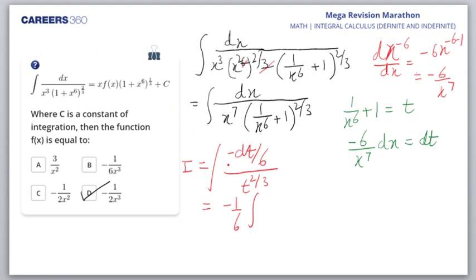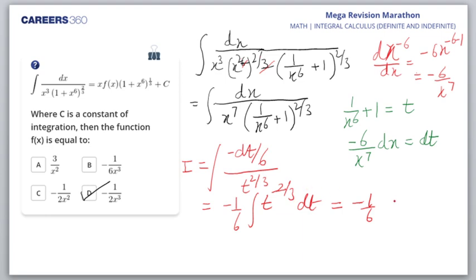So what do I get? I get t raised to power minus 2 by 3 dt. Now what is the integration of x raised to power n? It is x raised to power n plus 1. Integral of 1 is x. No, I'm not integrating it, I'm differentiating it here. I'm not integrating, Tarun. So what do I get here? Minus 1 by 6, x raised to power minus 2 by 3.